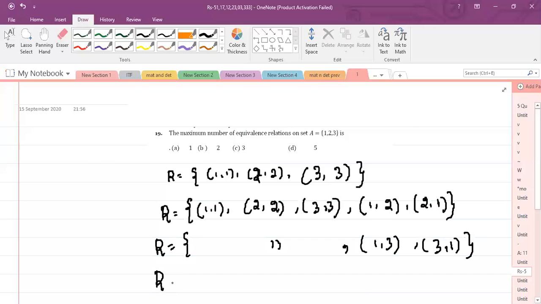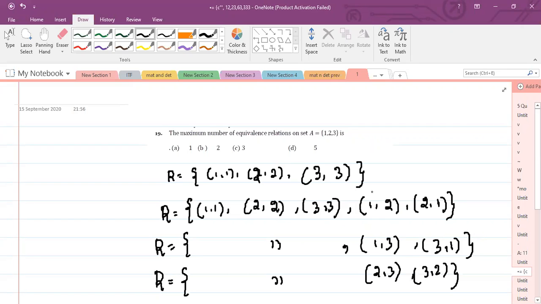Next I will consider R equal to (2,3), (3,2). One more is possible. Then in CET, I will not find the fifth one because you don't have option 4 or 5. You only have 1, 2, 3, and none of these. Therefore, definitely it will be 5. I don't waste time to find the fifth one, though I can find it with (1,2), (2,1), (1,3), (3,1), (2,3), (3,2).